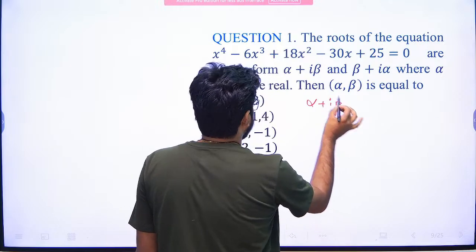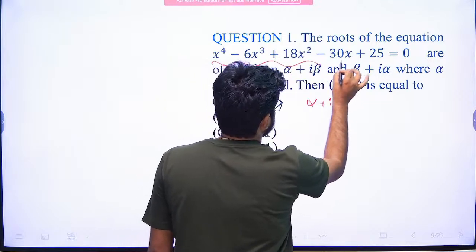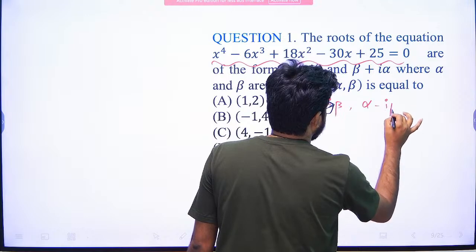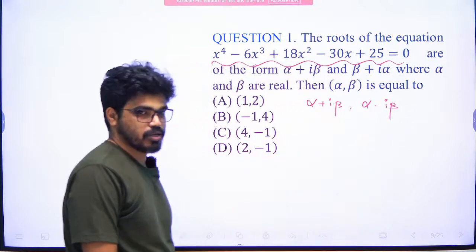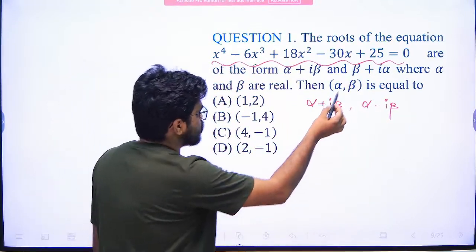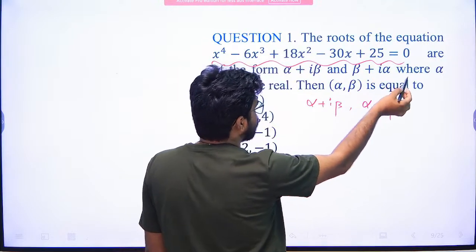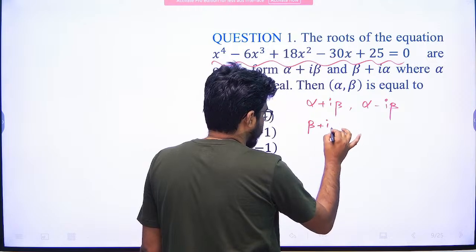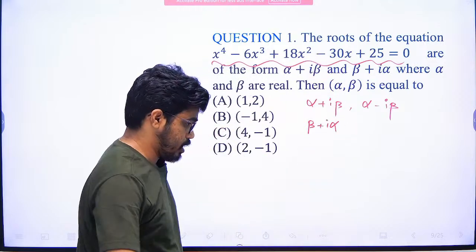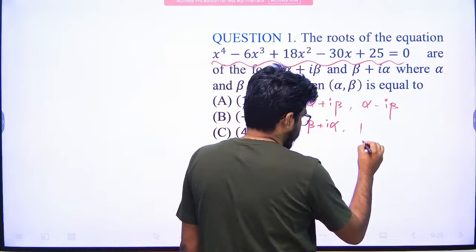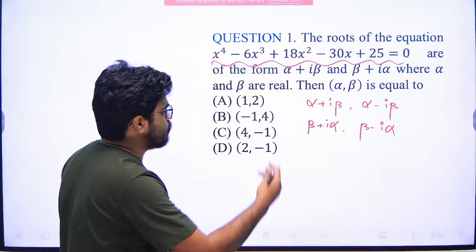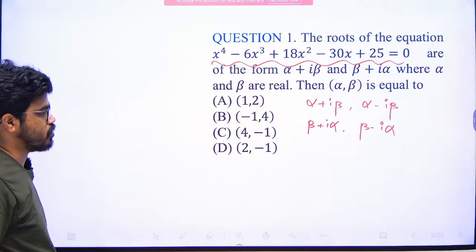Alpha plus i beta is a root of this equation, so automatically alpha minus i beta will be another root. It is also given that beta plus i alpha is a root of this equation, then automatically beta minus i alpha will be another root.